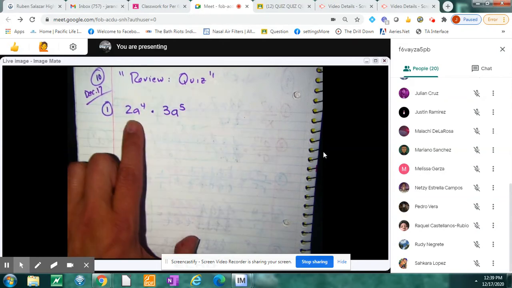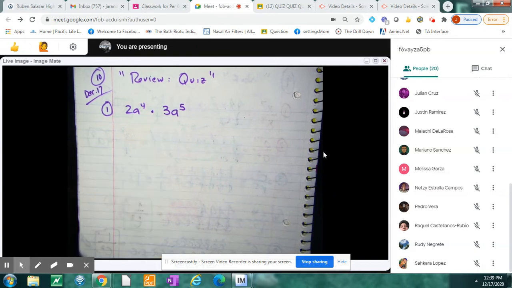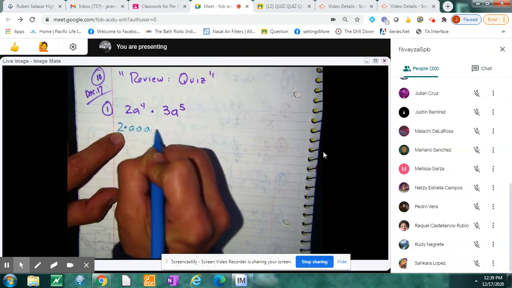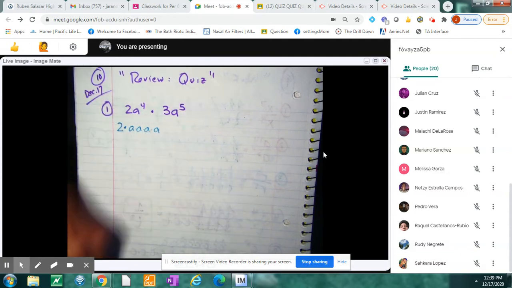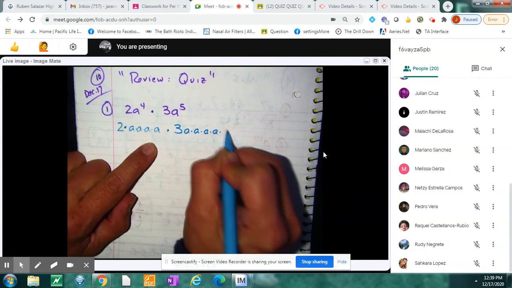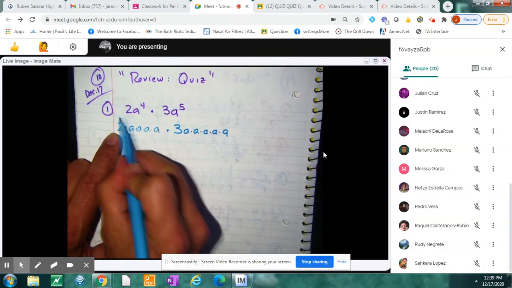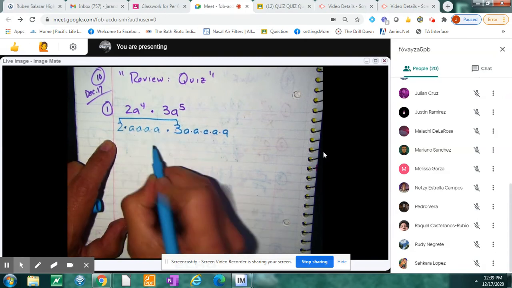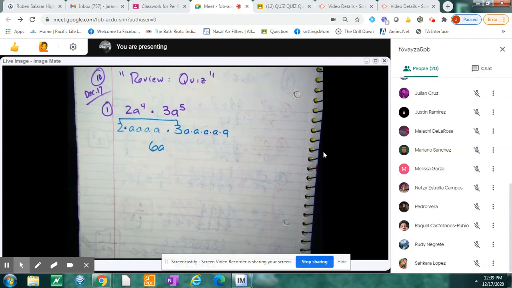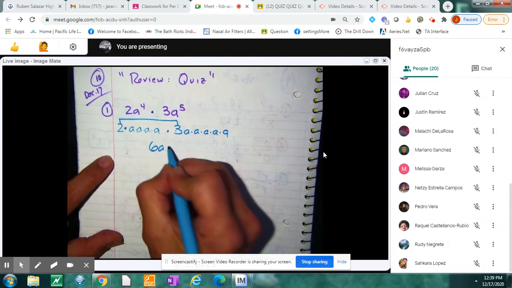Okay, review quiz. 2a to the power 4 times 3a to the power 5. So again, you're going to break them down. 2 times a to the 4th times 3 times a to the 5th. All you do is with the constants, the numbers, you multiply them. 2 times 3 is 6. And then for the a's, you're going to have an exponent, right? Because you're multiplying. So how many are there? 4, 5, 6, 7, 8, 9. So a to the power of 9.